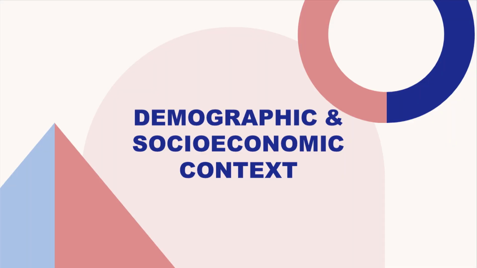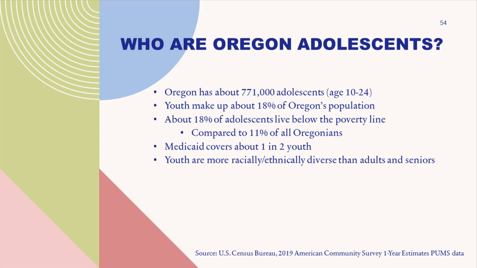All right, so now we're going to start getting into some of the data. So overall in Oregon, there are more than 770,000 adolescents, which is about 18% of the total state population. Compared to 11% of all Oregonians, 18% of young people live below the poverty line. And interestingly, youth are more racially and ethnically diverse than adults and seniors across the state.